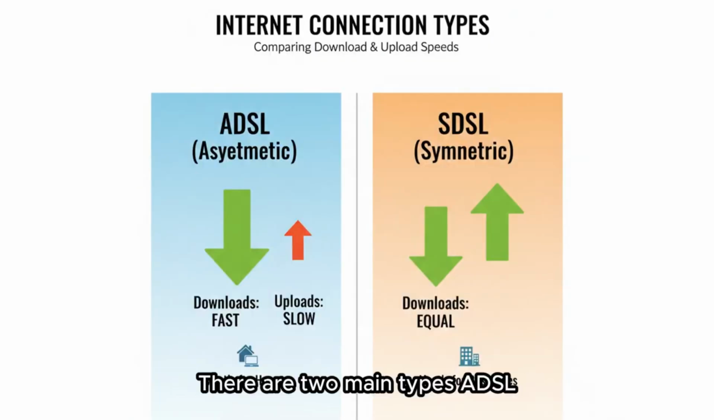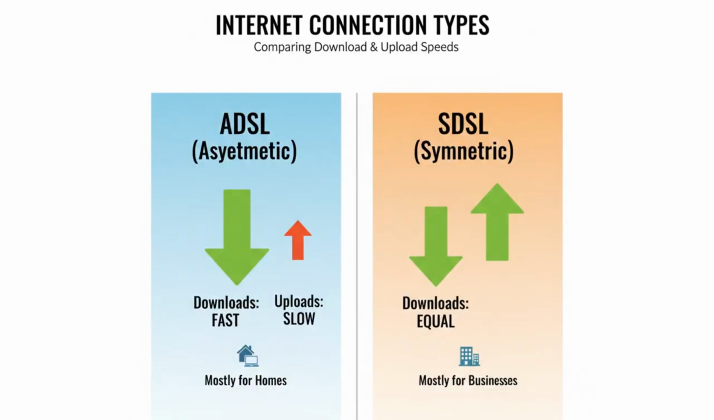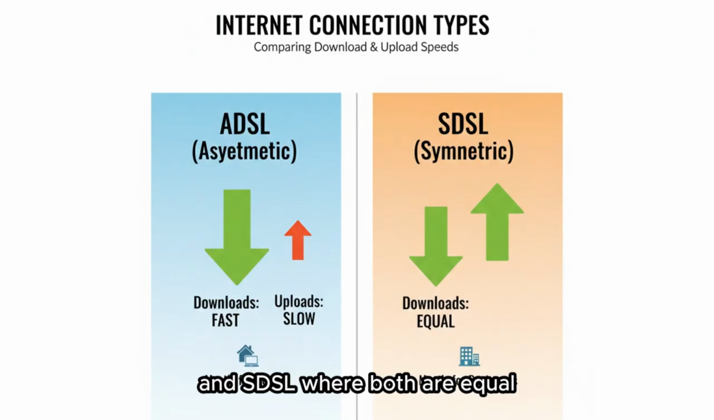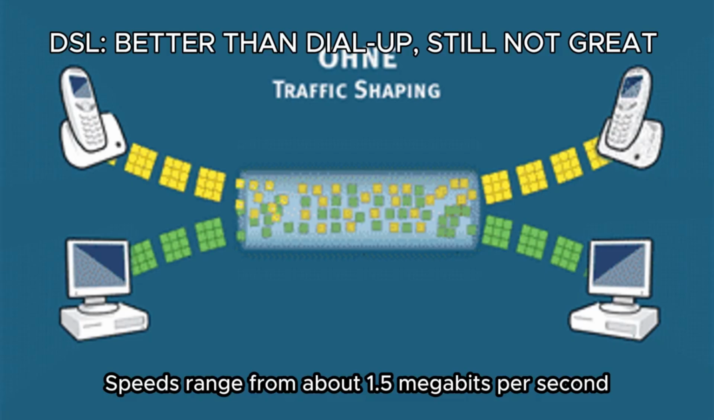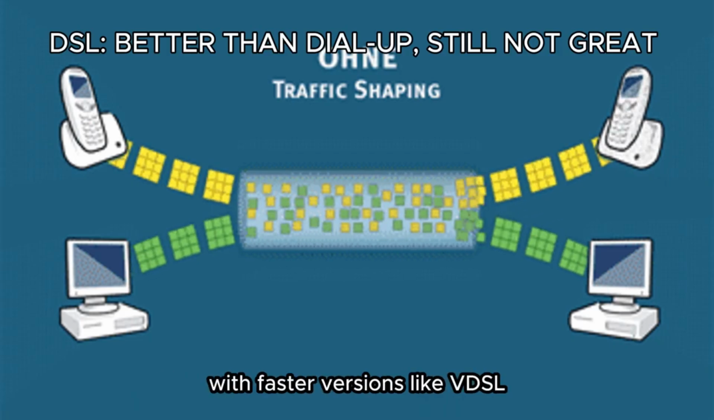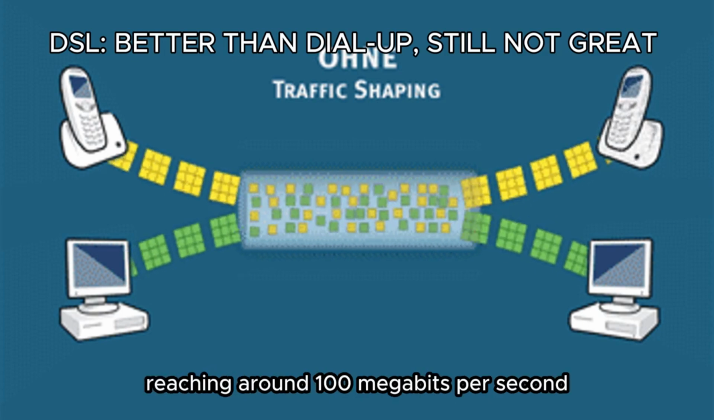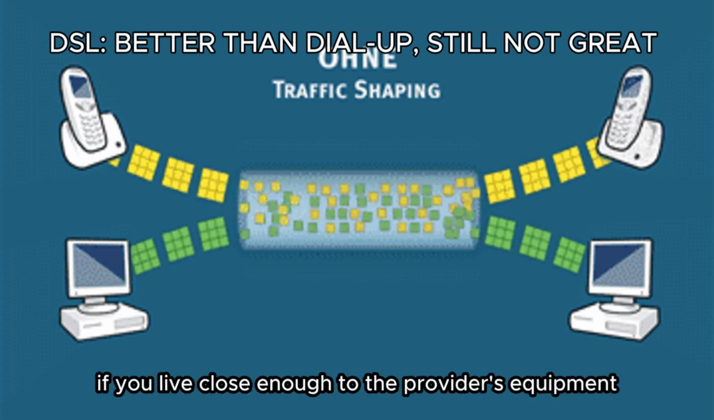There are two main types. ADSL, where downloads are much faster than uploads, and SDSL, where both are equal, mostly used by businesses. Speeds range from about 1.5 megabits per second to 35 megabits per second, with faster versions like VDSL reaching around 100 megabits per second if you live close enough to the provider's equipment.